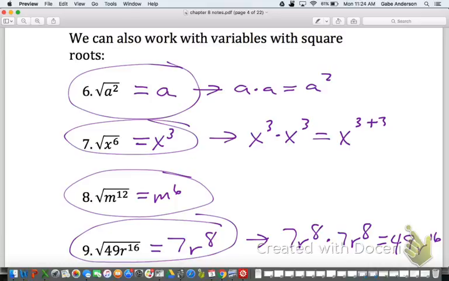So square roots are basically the opposite of squaring something. Hope that you've kind of seen that coming through here. So what do you think? Do you have any questions? You ready to practice? I hope so.